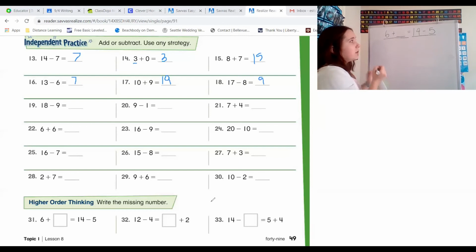So that means that we need to find out what this answer is first because we know both numbers. We can't start over here because we don't have the answer to this side. So let's figure out what this side is first.